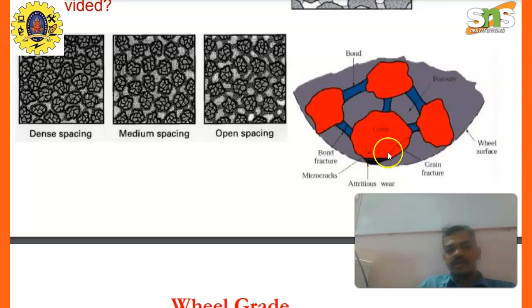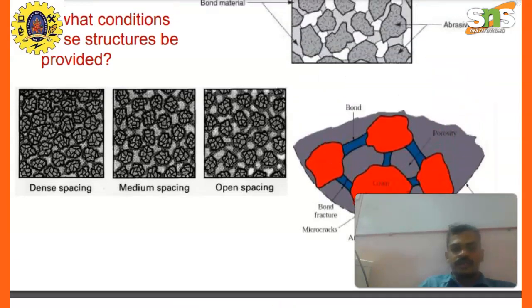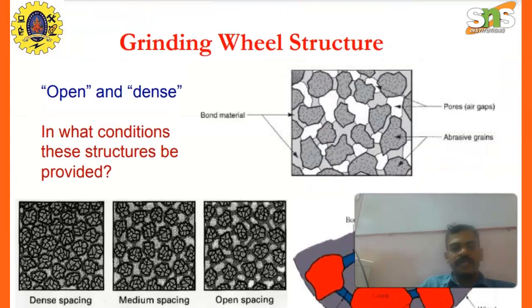These lines are called grain fractures. There is a difference between micro cracks and grain fractures. This is attritious wear, highlighted by the black color. This is the wheel surface. This is called porosity. These are the structures of grinding wheels.